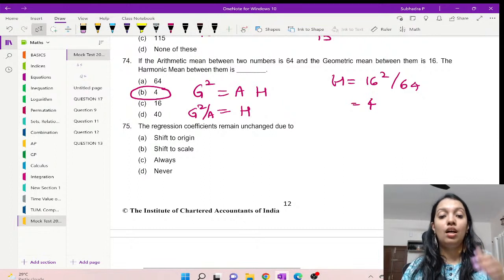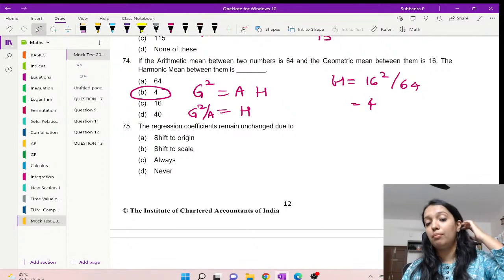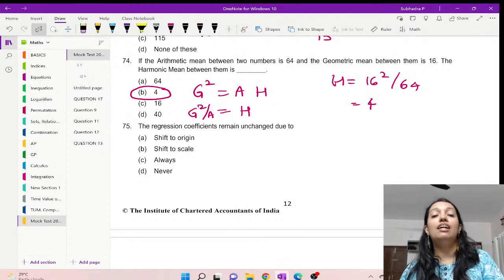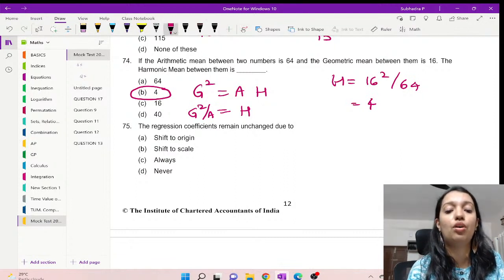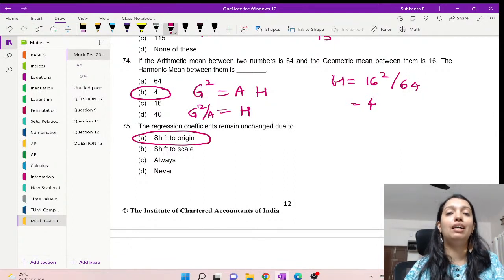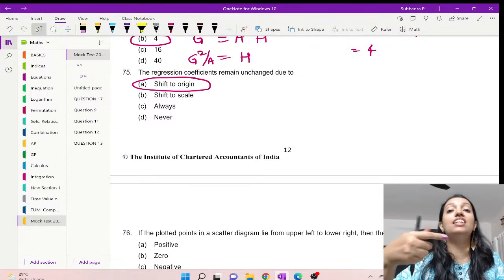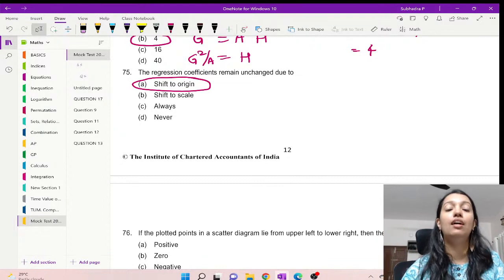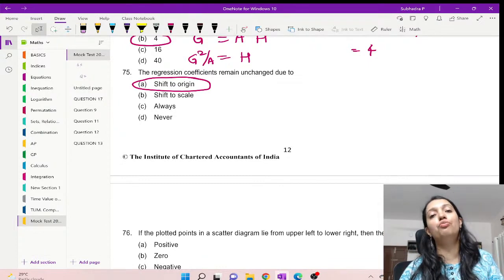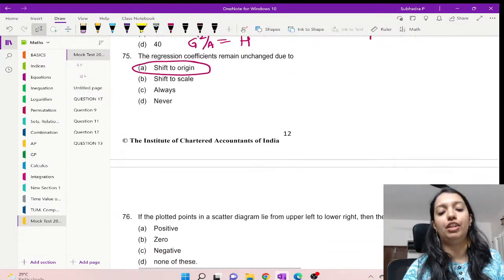Next. Regression coefficient remains unchanged due to. Regression coefficient is always unchanged by change of origin. This is most important, even in your CA final syllabus. In the SFM paper, regression and correlation will come back to you at CA final level.